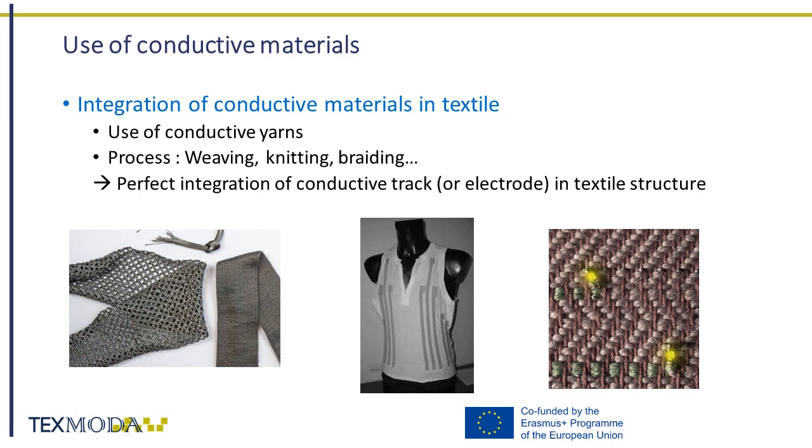One of the possibilities of use is the integration of conductive materials in textiles. In this case, we must use conductive yarns and introduce these yarns in the process. All textile processes are concerned, such as weaving, knitting, and braiding, for instance. The result, as visible in the picture, is a perfect integration of conductive tracks or electrodes in the textile structure.